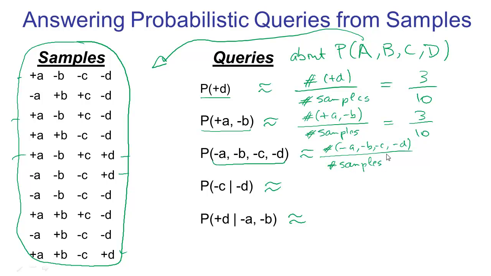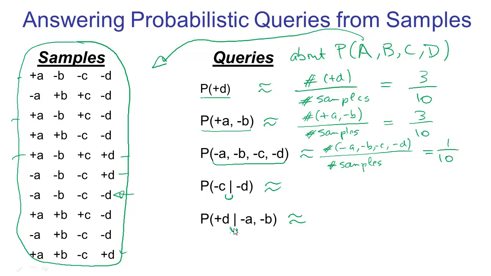Divided by the total number of samples. We see that joint instantiation once, so this probability is estimated as 1 over 10. Now we're switching gears and we're looking at conditional probability queries.